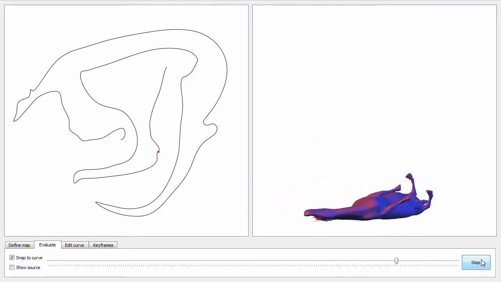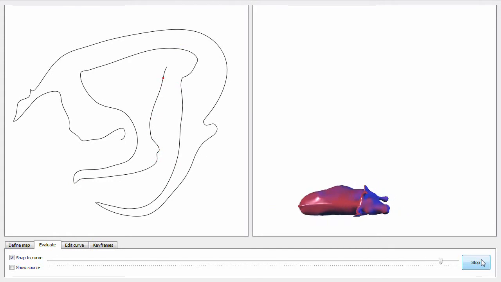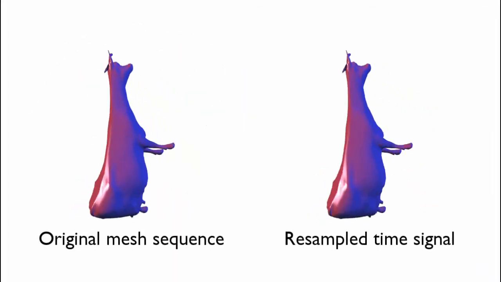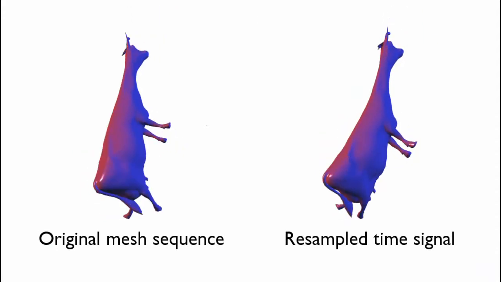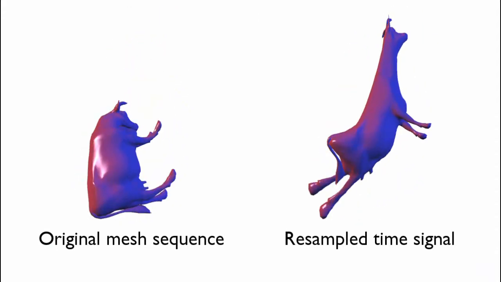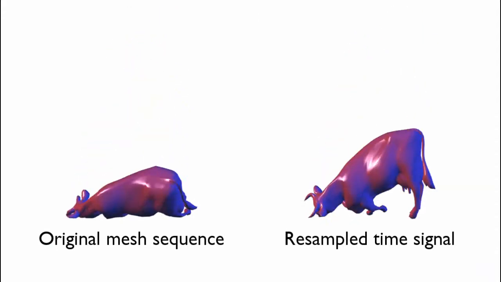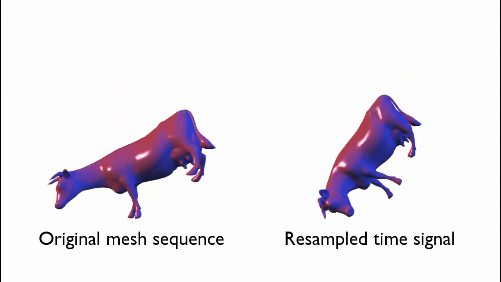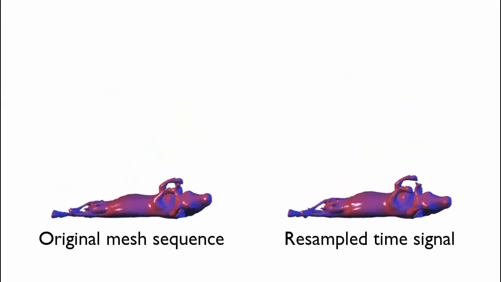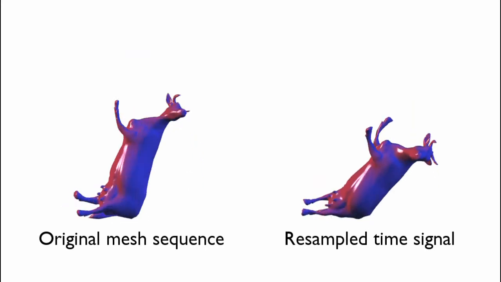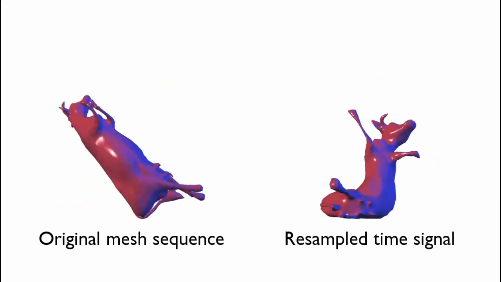Instead of editing the time signal curve, we can also edit the time signal by changing the sampling rate. Here we sample the time signal to slow down some parts of the sequence and speed up others. Changing the sampling rate allows arbitrary slow and fast motion effects, as well as frame rate conversion.